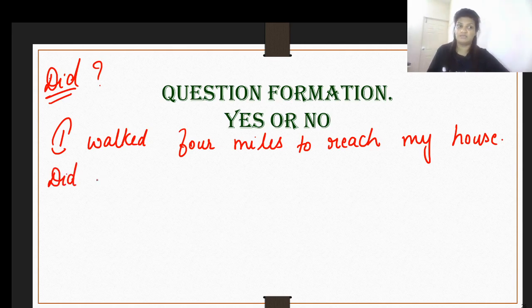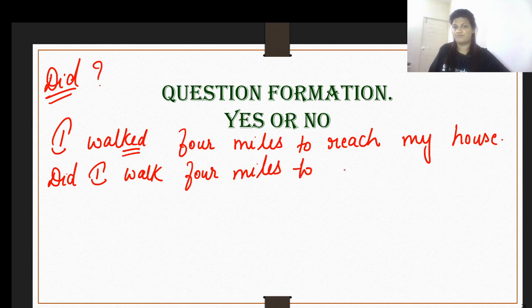We will insert the auxiliary did and we will bring the subject I. And what did I say a little while ago? When you have did in your statement, the main verb of that statement gets converted into the root verb, which means walk. Walked becomes walk. Did I walk 4 miles to reach my house? Well, this is your affirmative question.